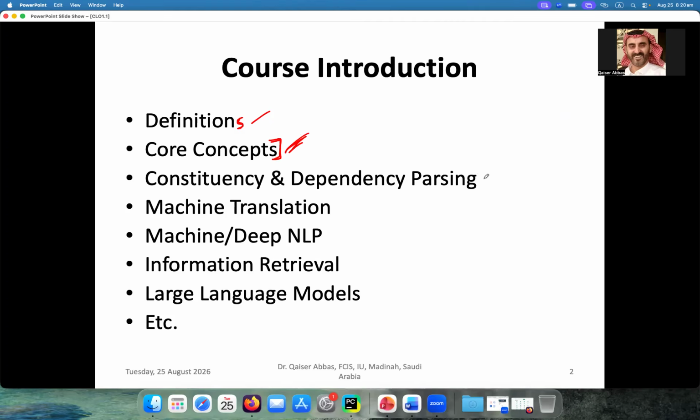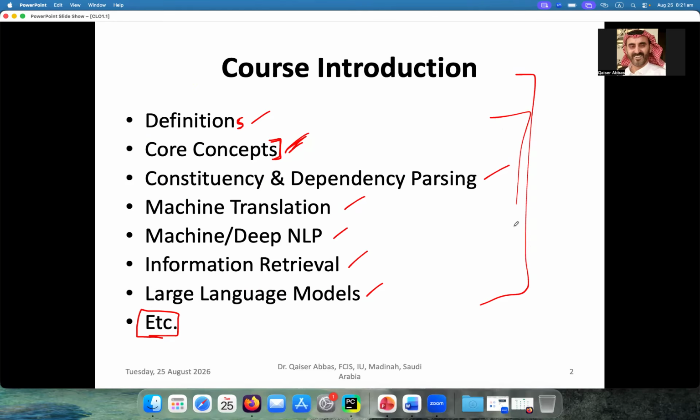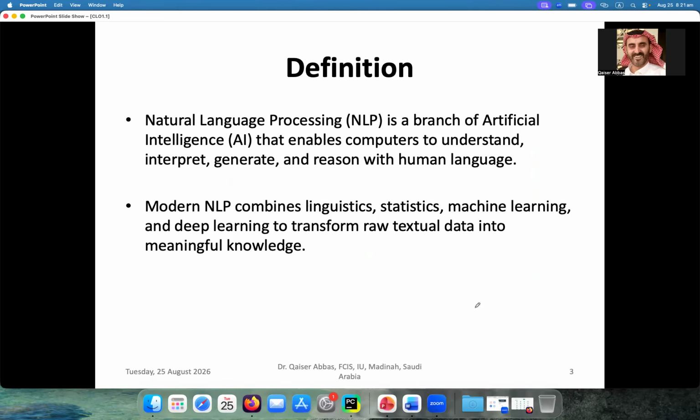Then I will go with constituency and dependency parsing, then machine translation, machine learning, deep learning, information, LLMs, etc. This is written just as a precautionary measure, that if I cover some other topic, I will cover it here. So this slide is also giving you the same concept that you have seen here. But these are the CLO statements, and these are our own chapter-wise or topic-wise headings.